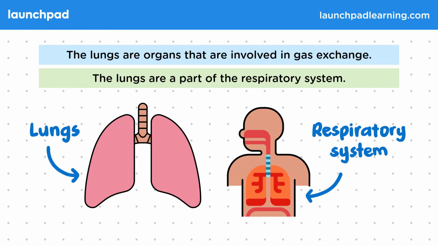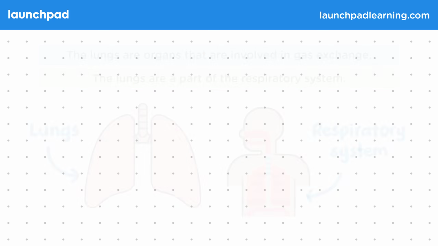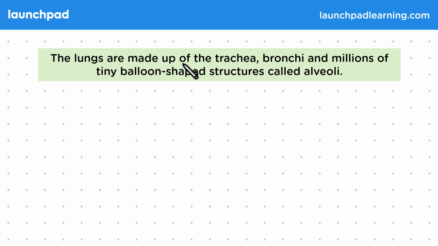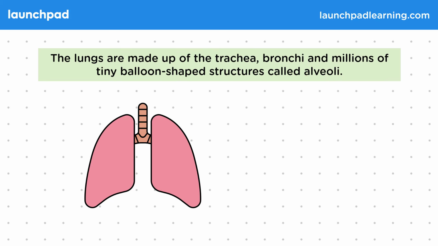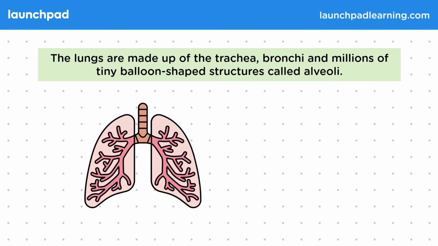So let's first have a look at the structure. The lungs are made up of the trachea, bronchi, and millions of tiny balloon-shaped structures called alveoli. This is what the lungs look like from the outside, and this is what they look like inside. This rigid tube that feeds into each of the lungs is the trachea. Inside of the lungs are these branching structures called the bronchi.